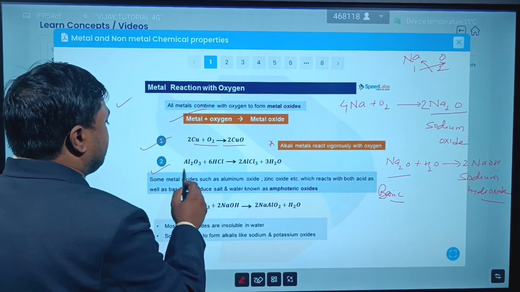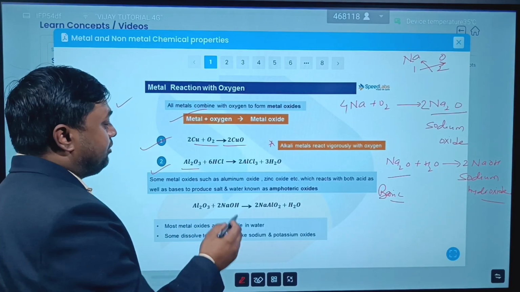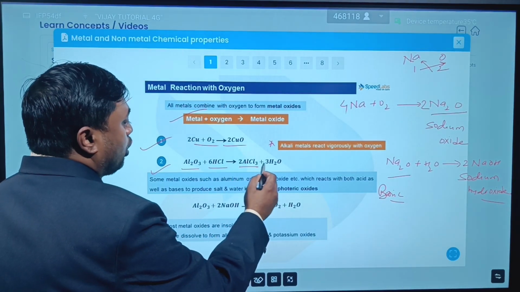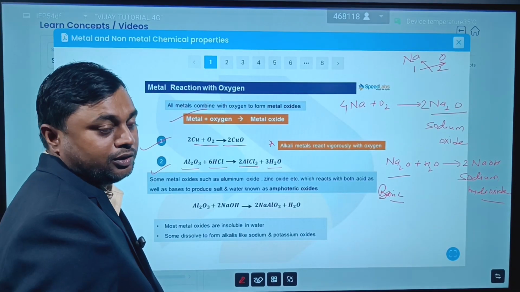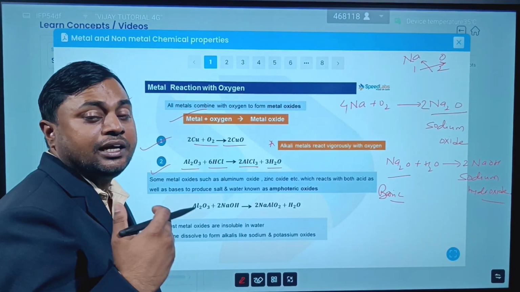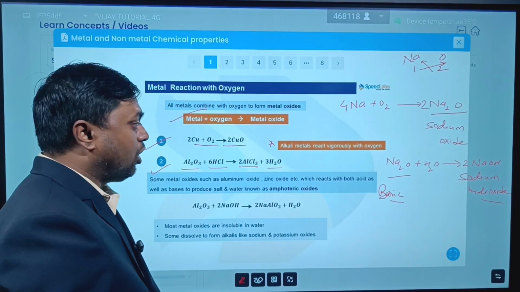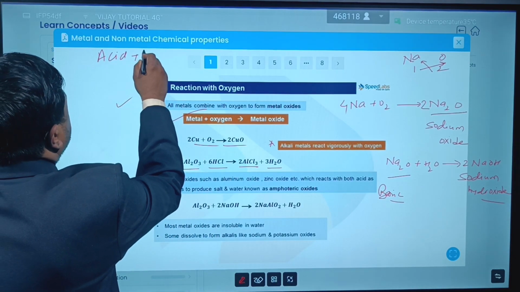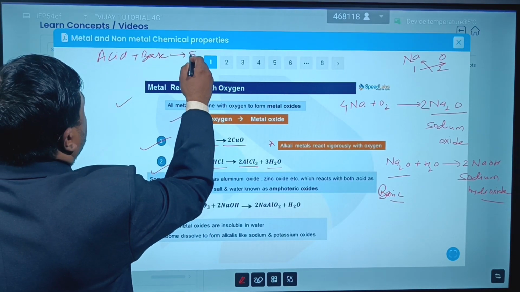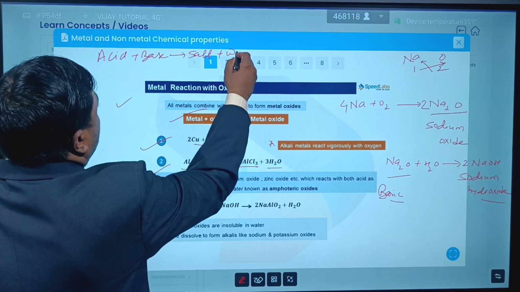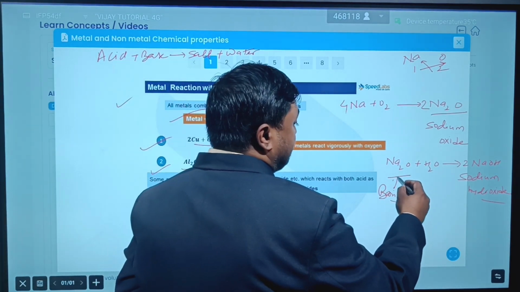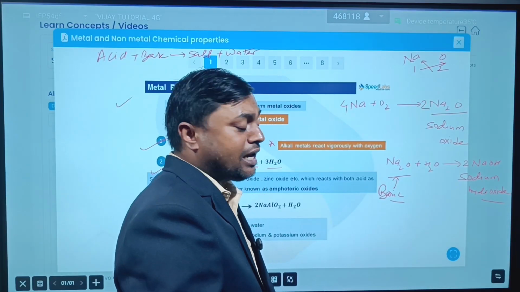Aluminum oxide, which is basic in nature, will react with acid and give salt plus water. We have learned in the chapter on acid, base and salt that whenever an acid reacts with a base, it gives salt plus water. The reaction is called a neutralization reaction.